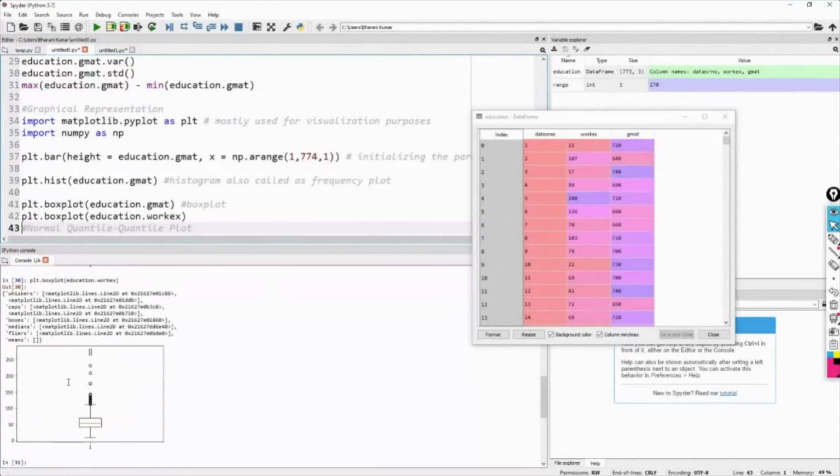Do we have outliers in this data set? Sure, yes, we have. What did I say? If you have values which are above this or below this, then you would call those outliers. So do you have outliers here? Sure, you have. Okay, so you have outliers. Okay, there are many other plots, guys.